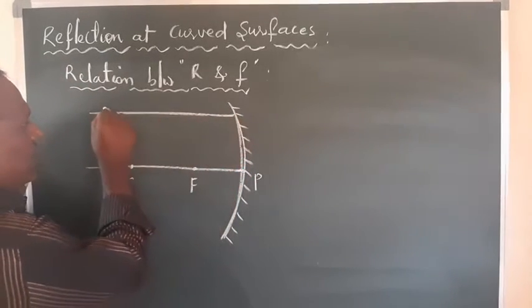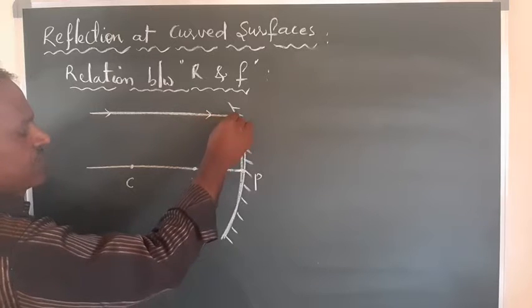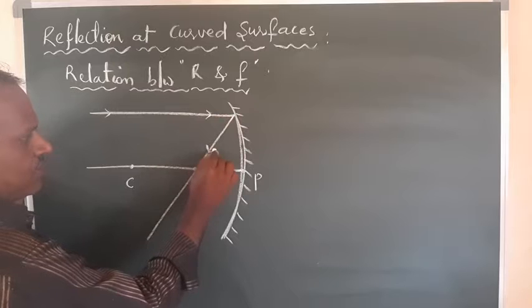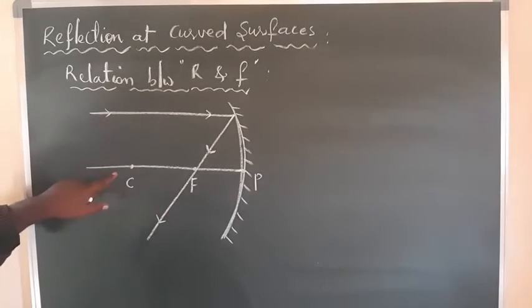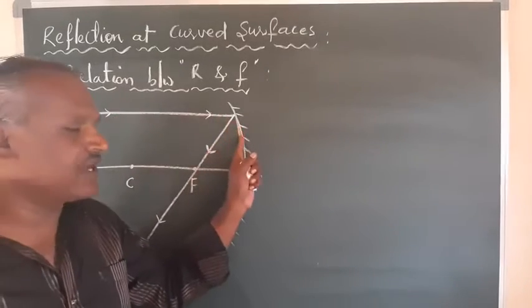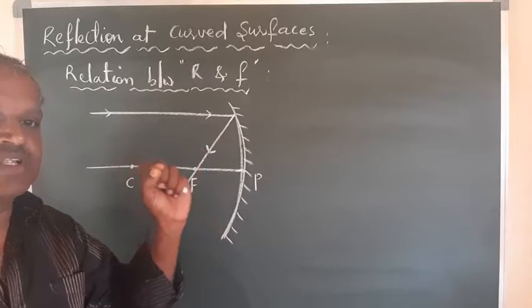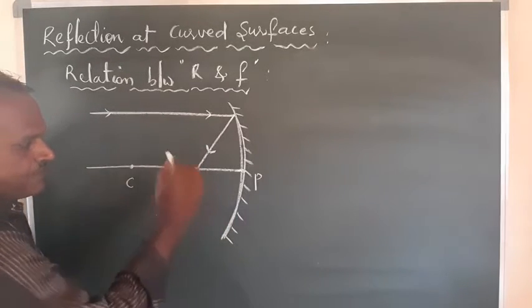Whenever a ray of light comes parallel to the principal axis, after reflection it must pass through the focus. This you have to remember. So whenever a ray of light is parallel to the principal axis, after interaction with the mirror, it is reflected through the focus compulsorily. So here it is passing through the focus.